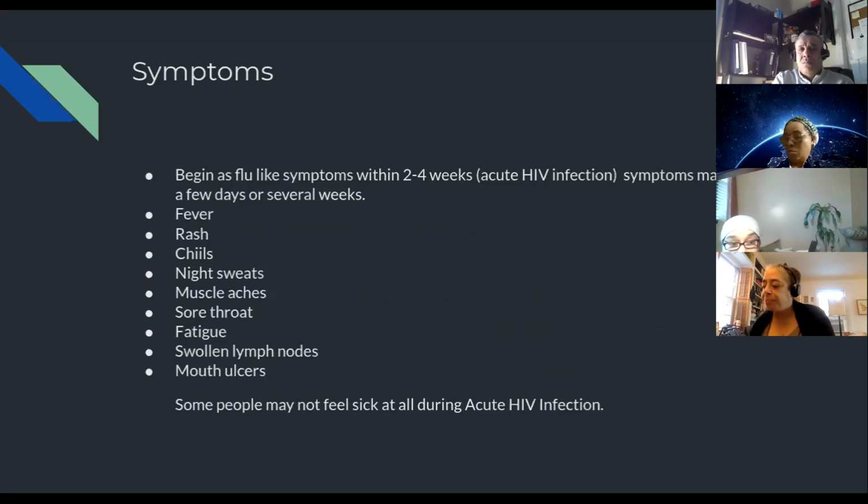Symptoms. All right, so I'm gonna start with symptoms. They begin as flu-like symptoms, and within 2 to 4 weeks, this is considered acute HIV infection. Symptoms may last for a few days or several weeks. Some people might not even feel sick at the acute HIV stage. They could have a fever, a rash, chills, night sweats, sore throat.